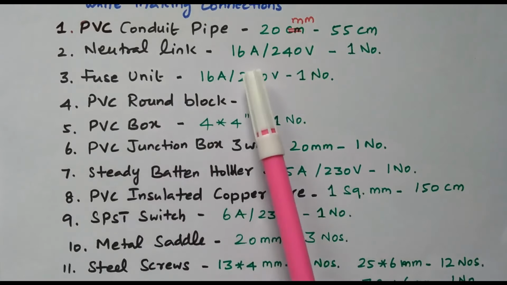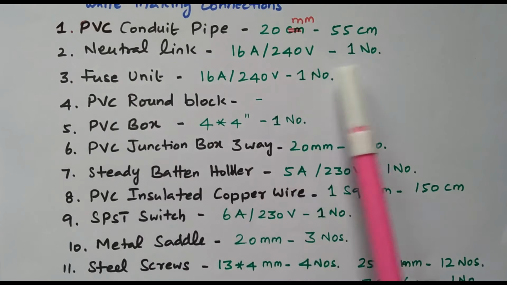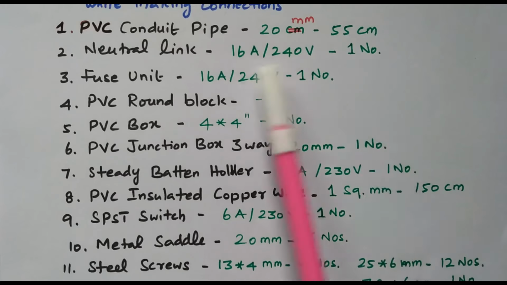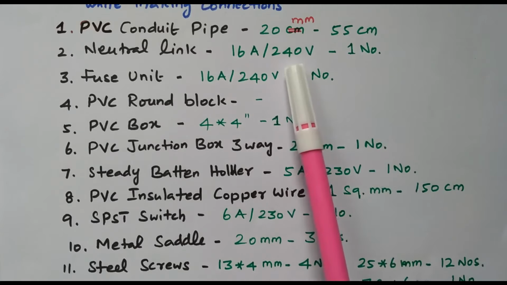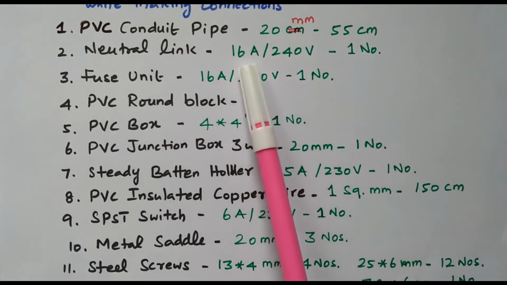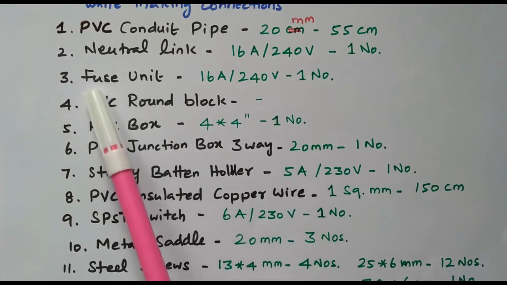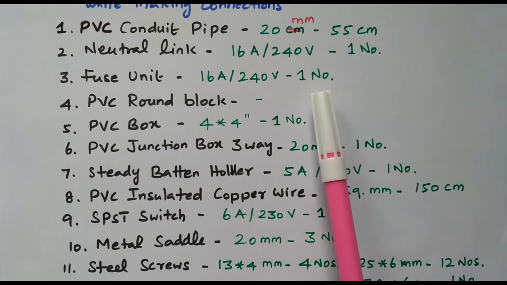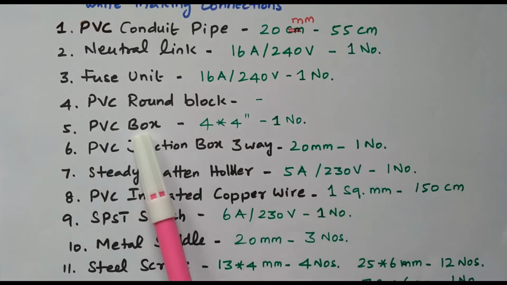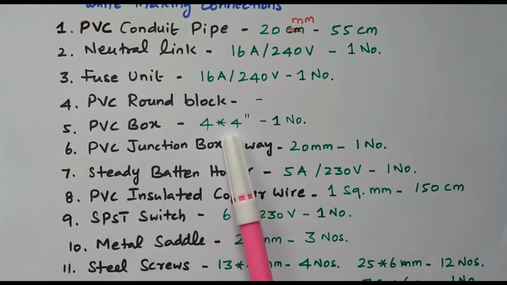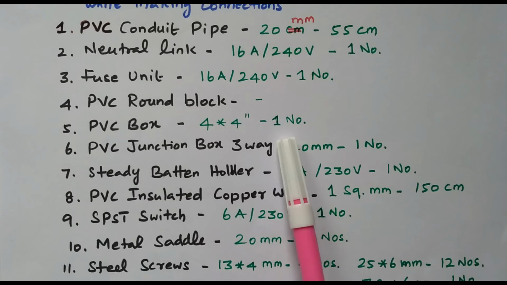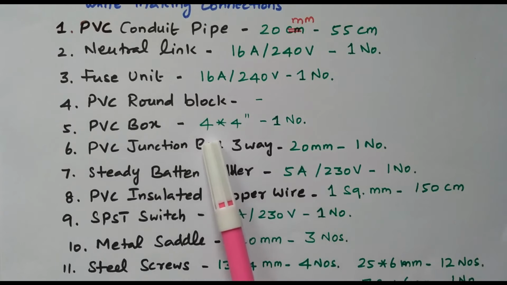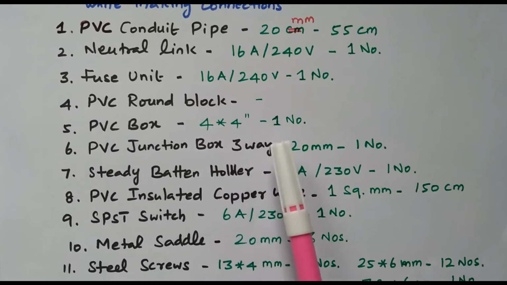The neutral link is 60 ampere 240 voltage, one number is required. The rated voltage is 240 and the current requirement is 16 ampere. Then fuse unit 16 ampere 240 voltage, one number is required. Then PVC box. We have only one switch, so one 4 into 4, 4 inch by 4 inch PVC box, one number is enough.